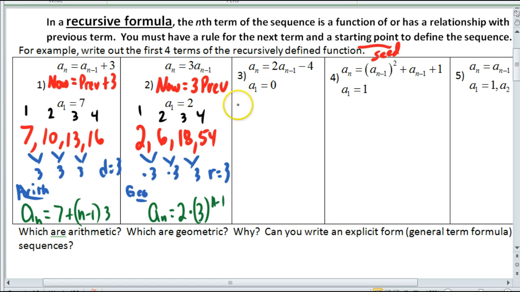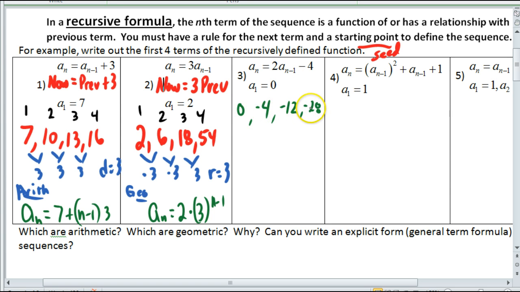Now if we generate these terms, my first one would be 0. Now to plug in the next one, the 0 is the previous term, so then I would get negative 4. Now I take negative 4 and put it in there, negative 8, so this would be negative 12. And then I plug in negative 12 there. Negative 12 times 2 is negative 24. That would give me negative 28. So these are the first 4 terms of the sequence.